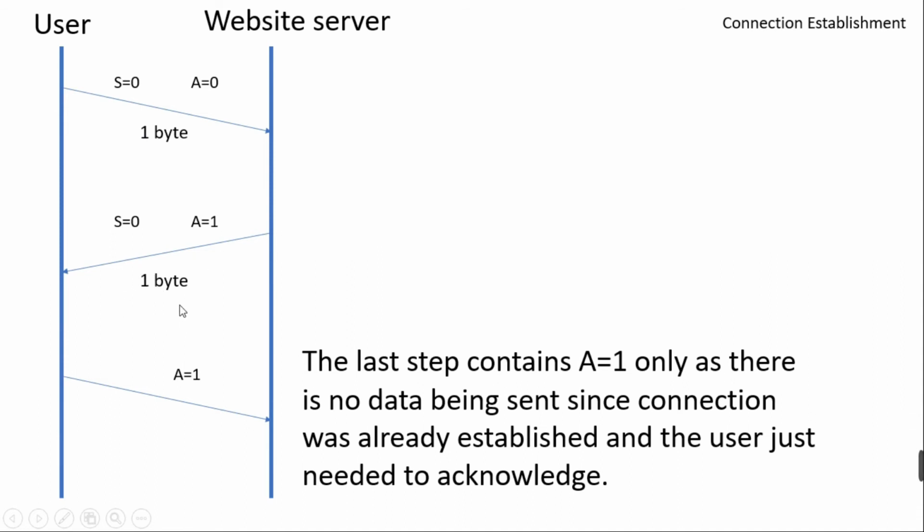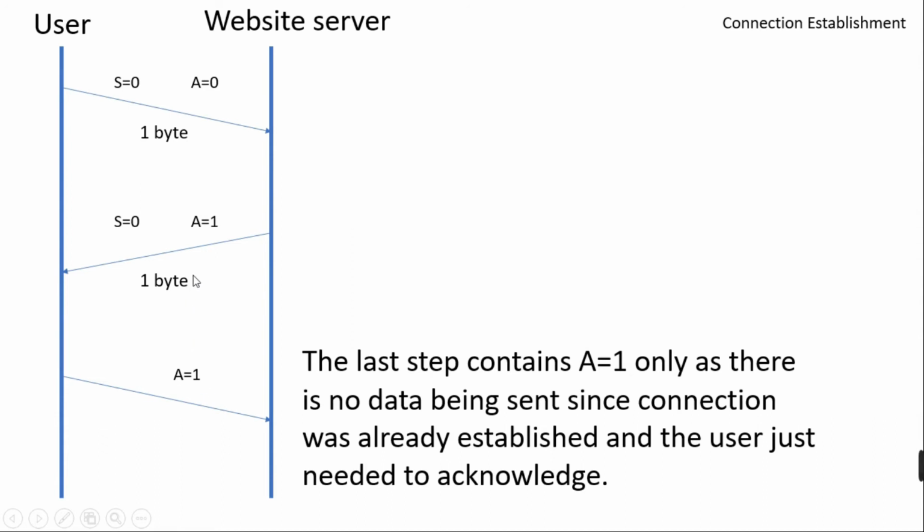So the connection is already on the way to being established, right? The only thing left for me to do is to acknowledge that I requested and the server responded. That's why in this communication right here, you can see only the acknowledgement number. For this communication from user to server, only the acknowledgement number will be there, and the acknowledgement number is 1 here. Let me tell you why it is 1.